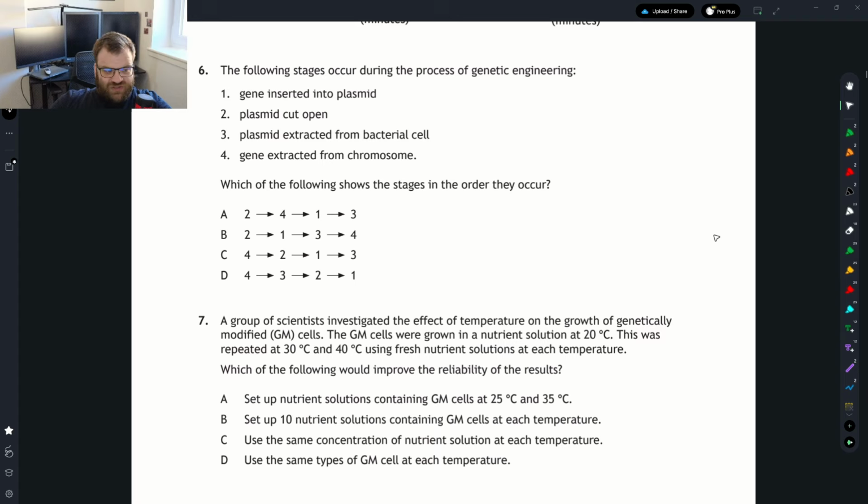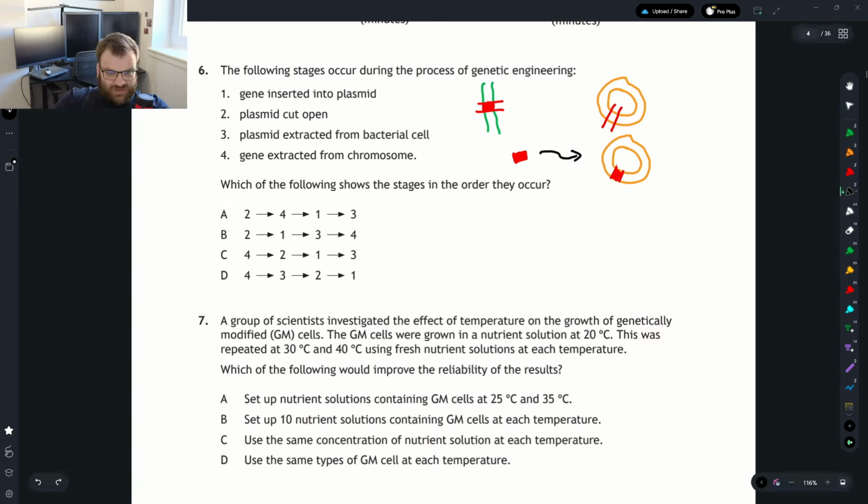In genetic engineering, there's 2 sets of things that have to happen. One thing that has to happen is we have to get our desired gene extracted from the chromosome. And we also need to have the plasmid being extracted and then altered to allow the gene to be put into the plasmid to modify it to be able to then go in and grow it. With these orders here, the fact that we've got one of them that says that the plasmid needs to be extracted from the bacterial cell, well, you can't cut open the plasmid until you've extracted the plasmid.